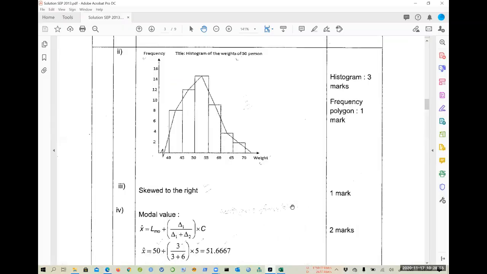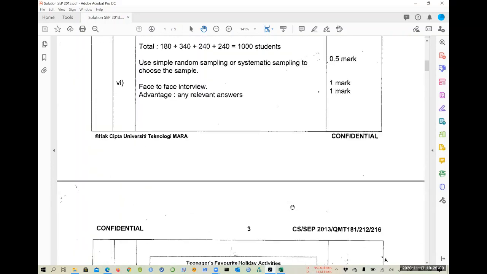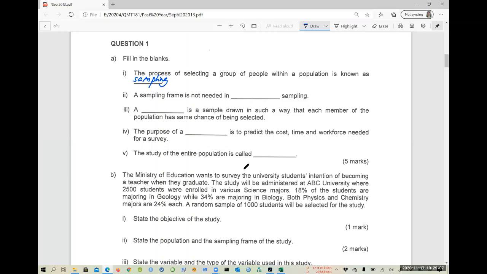We'll just check. So sometimes they give you a different answer. Okay, so you have sampling. And then the second one, a sampling frame is not needed in what kind of sampling? Okay, so mostly whenever you are doing a probability sampling, you need a sampling frame. Sometimes the sampling frame can be in the form of the list of all the elements, or sometimes maybe it's the list of the cluster.